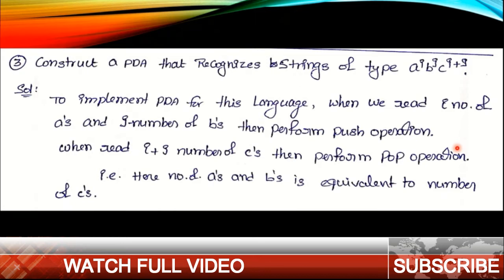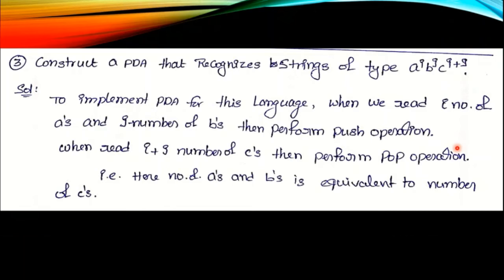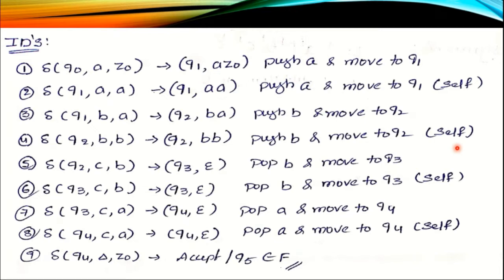So when we read the a's we perform the push operation, and for the j number of b's we also perform the push operation, and when we read i plus j number of c's, we perform the pop operation. Now we consider the IDs, the instantaneous descriptions, for this particular language. Once again, when we read any number of a's, perform the push operation, and read any number of b's, then also perform the push operation. After that, when we read the c's, perform the pop operation.